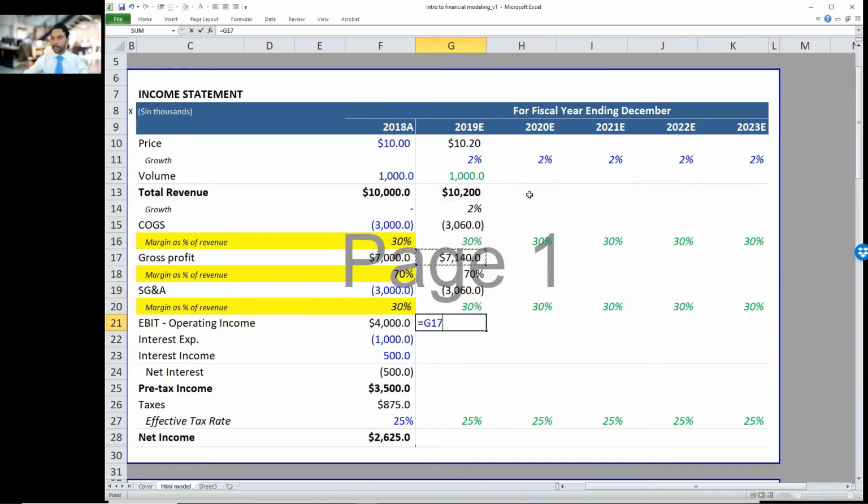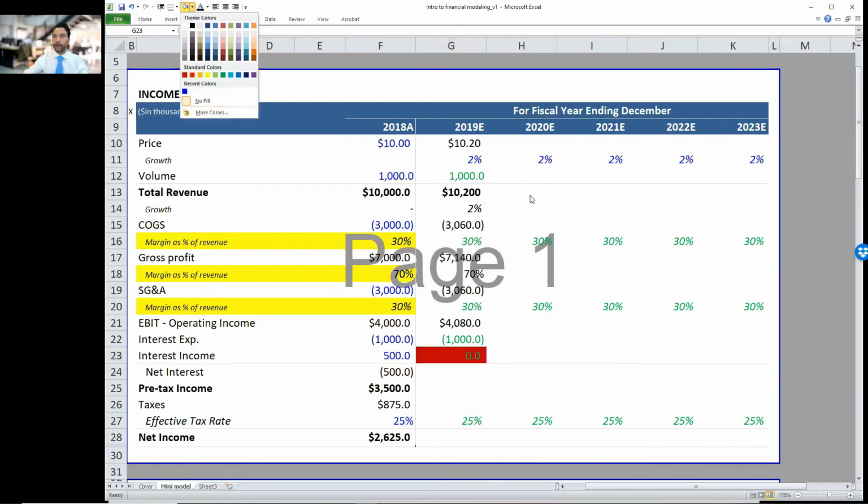EBIT's going to be gross profit less SG&A. My interest expense, I'm going to flatline this number for now. My interest income, I'm going to leave it 0. And I'm going to highlight this because my interest income will come from my cash flow statement.